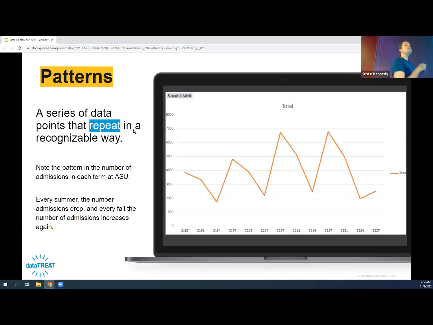Patterns. Okay, so these are data points that repeat in a predictable way. This is a picture of our admissions over the course of a couple of years. The numbers that end in a 4, 2194, 2204, those are our summer terms. So you can see admissions drops in summer, not as many people apply in the summer, and then it picks back up in fall. You can see this predictable trend there.